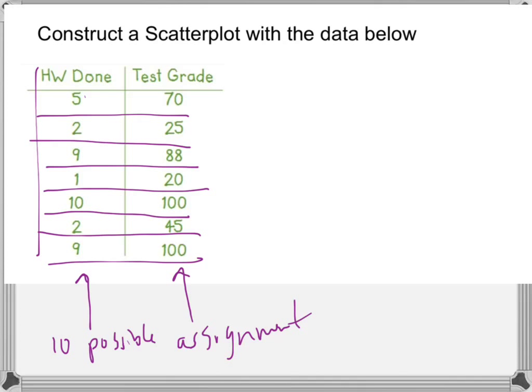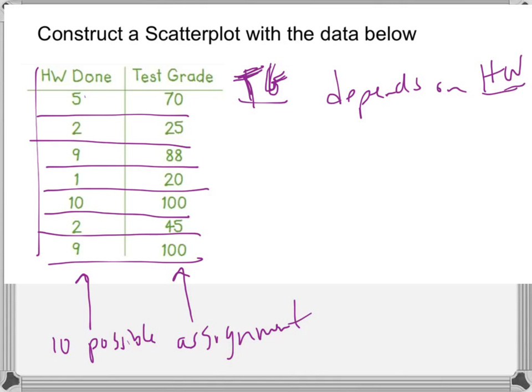The first thing we want to know is what's the dependency? So what depends on what, so that we know what's on the x-axis and what's on the y-axis. I would say that the test grade depends on the homework that was done. If I'm assuming that there's a dependency here, then I would imagine that the test grade would depend on the homework done. It's not always the case that one thing depends on the other when we're doing scatter plots, but sometimes it is the case. So I would want the test grade, the percentage, on the y-axis and the number of homework assignments on the x-axis.